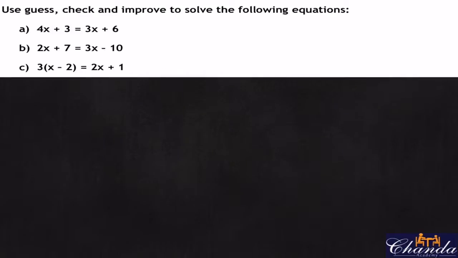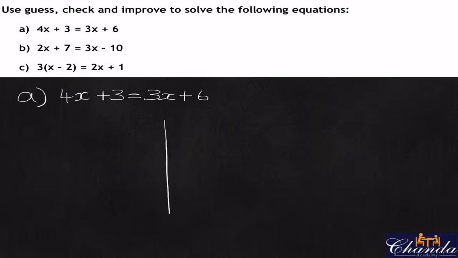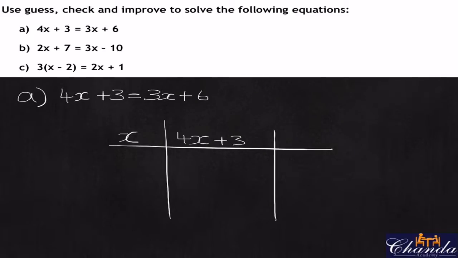Okay, so this question says, use guess, check, and improve to solve the following equations. Okay, let's have a go. So we have A is 4x plus 3 is equal to 3x plus 6. Okay, so we have to use guess, check, and improve. So let's draw out a table to represent this particular data. So we're going to put the different x values here. We have 4x plus 3 on this column, and we have 3x plus 6 in this column.